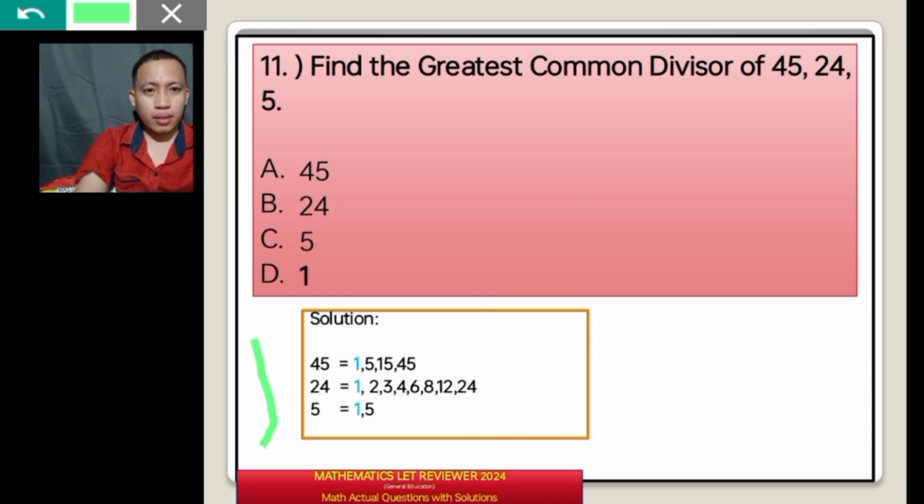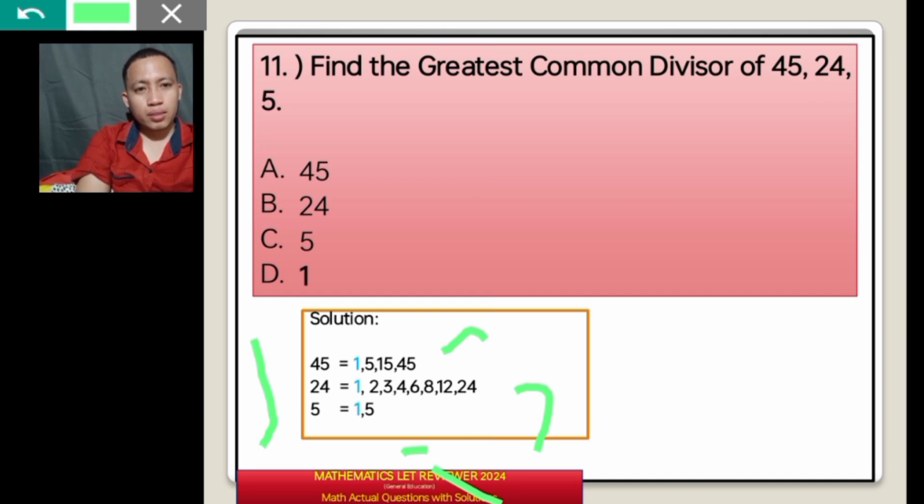Okay, let's bring down the 3 numbers: 45, 24, and 5. Okay, ang ma-divide lang sa 45, we have 1, 5, 15, and 45, as you can see on our screen. Okay, yan po ang makadivide sa lahat ng numbers. We have 24, yan lang po ang ma-divide niya. 5, 1, at saka 5 lang ang kanyang kayang ma-divide.